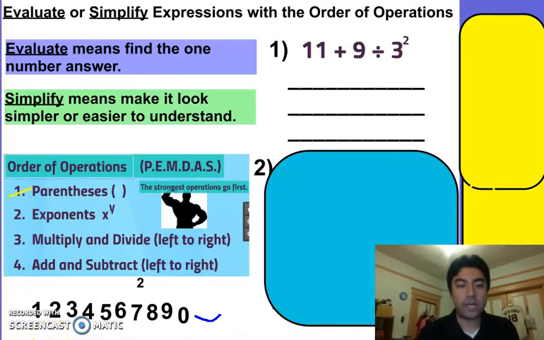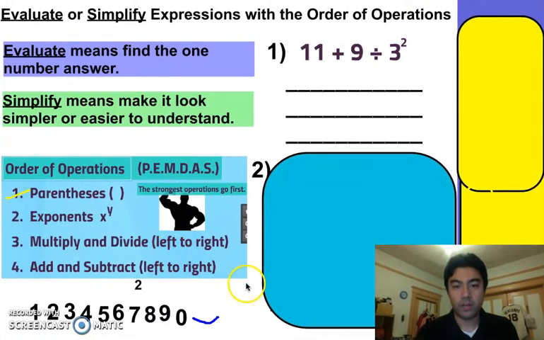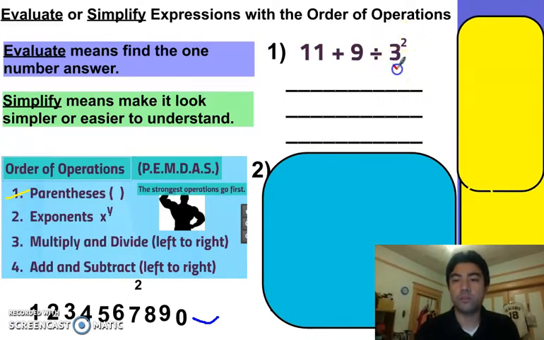Now let's look at step two. Step two says, do anything that's in exponents. So do you see anything with exponents? Yes, I do. I see exponents right over here. Okay, so here are exponents right here. And so we are going to do this first. So I'm going to draw an arrow to show that we are doing this first.